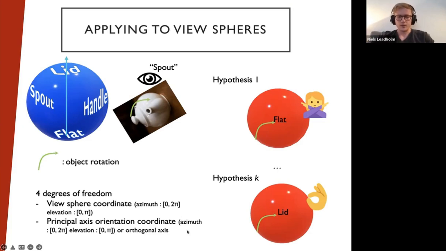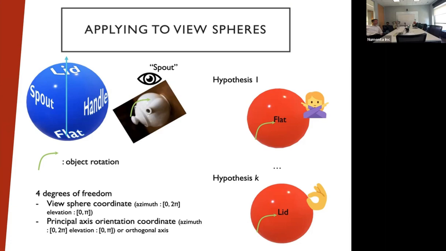But I think this would basically help limit the total degrees of freedom of pose, of both location on the view sphere and orientation of the object. So the general pose is reduced to 4 degrees of freedom, which are the azimuth and the elevation on the view sphere, and then the azimuth and elevation of either the principal axis or the orthogonal axis, whichever it is that you're trying to work out, depending on what you first started feeling.